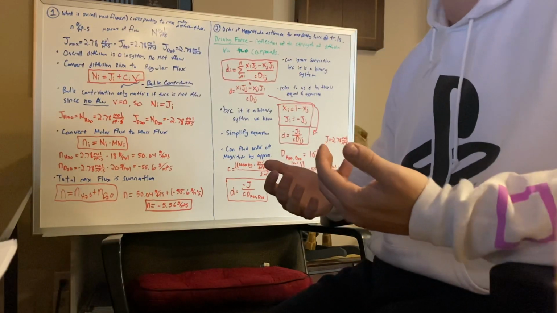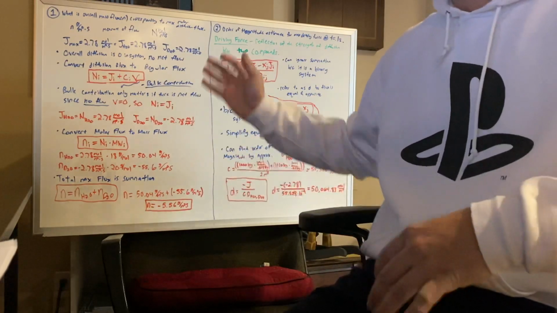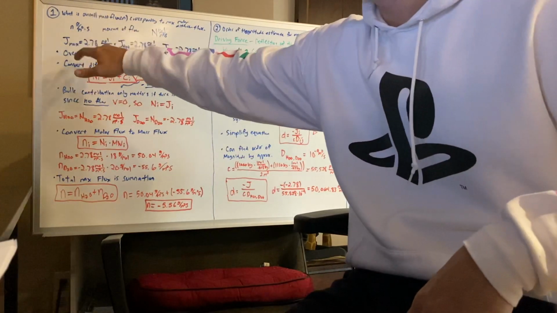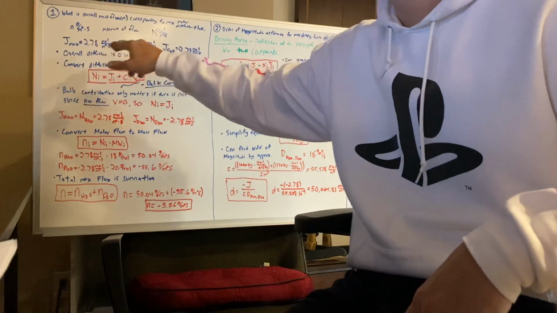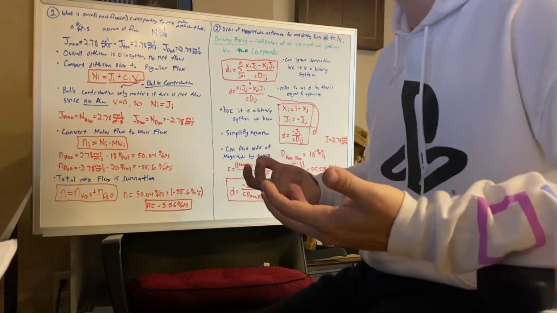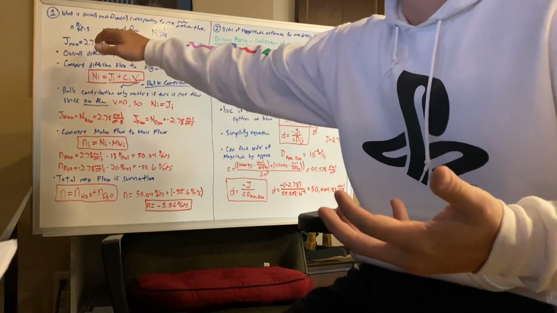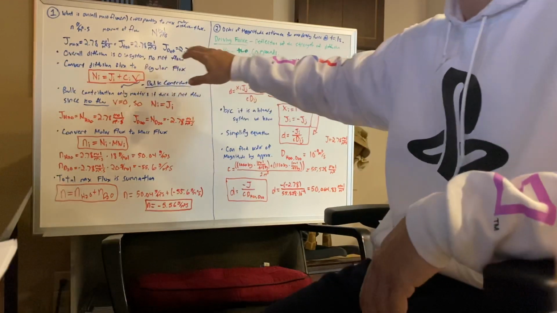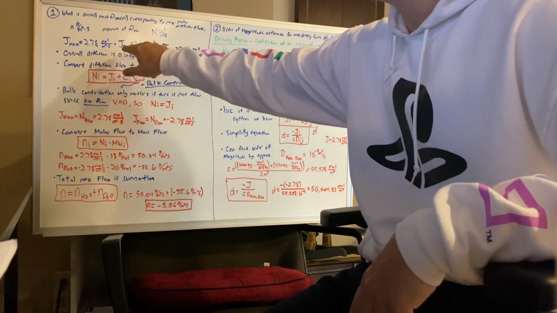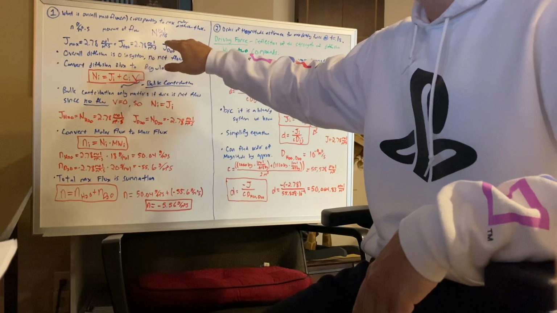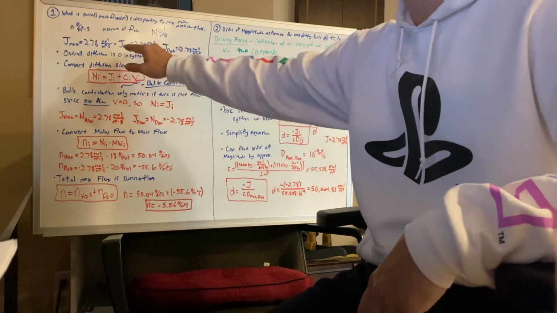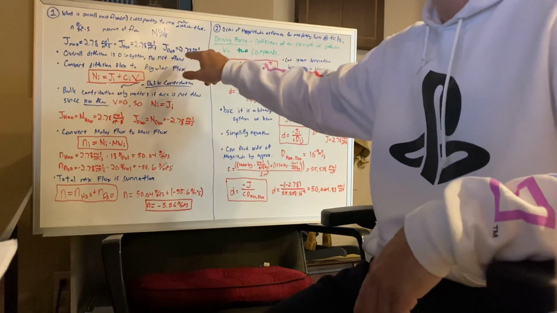By looking at the problem, we know that the max molar diffusive flux for both of them is 2.78 moles per meter squared seconds. We can also apply this to the molar diffusive flux of H2O and deuterium. The only difference is that H2O is positive and deuterium is negative.